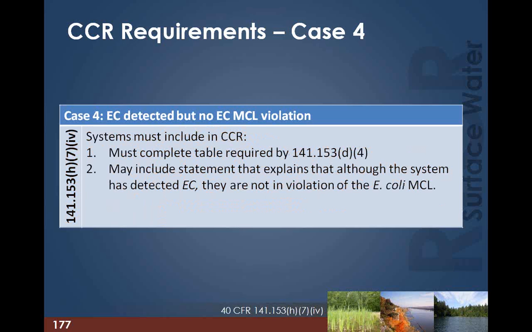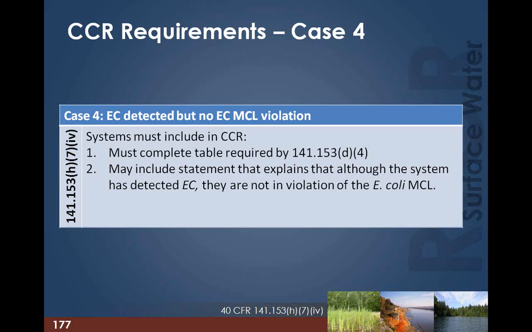And then finally, in Case 4, if there was E. coli detected but no E. coli MCL violation, you would include this information. And the reason this is interesting is because you may have to do nothing else. You could detect E. coli but not have to do any kind of assessment report or assessment follow-up. But you still, because E. coli is considered a contaminant, you need to include those appropriate fields in the contaminant table and include a statement that explains that although the system has detected E. coli, there was no violation of the E. coli MCL. So that's the information that's required as part of the Consumer Confidence Report requirements as part of the revised total coliform rule.